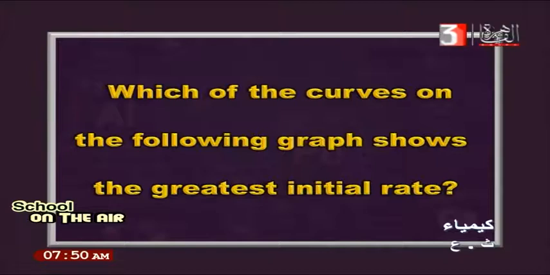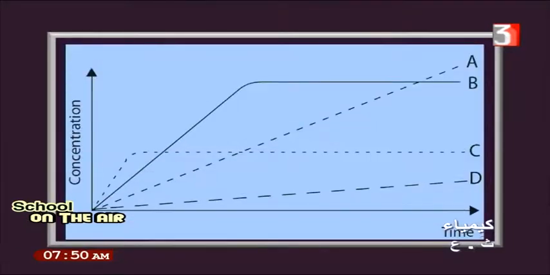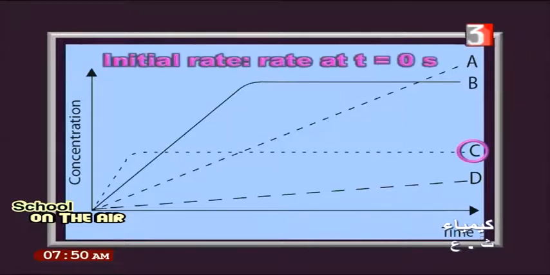Which of the curves of the following graph shows the greatest initial rate? This question illustrates how we can know which reaction has the greatest initial rate. As shown on the graph, we are going to choose the reaction rate at time equals 0. So as shown, graph number C gives the highest initial rate of the reaction.